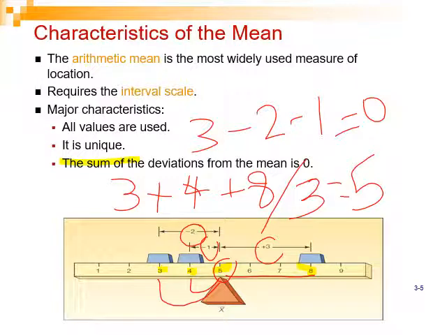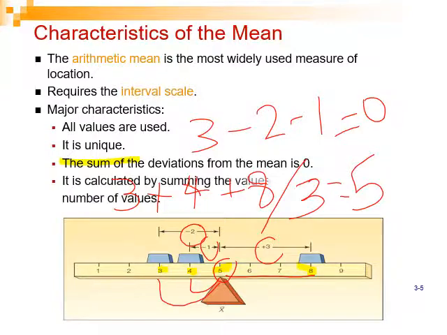This means that the sum of the deviations from the mean is equal to 0. I mean that the deviations from the mean, if we add them all up, equal 0. This is what is meant by the sum of the deviations from the mean being equal to 0.